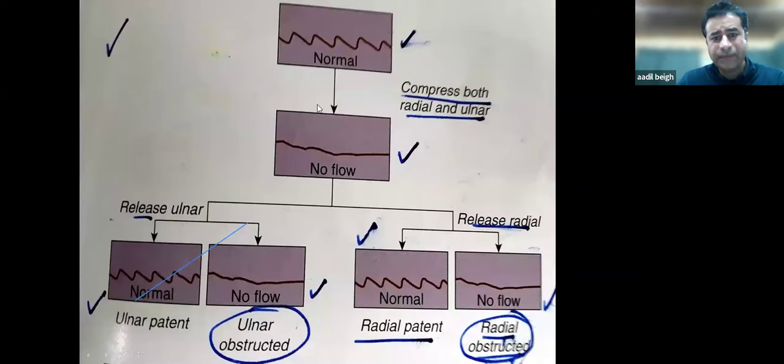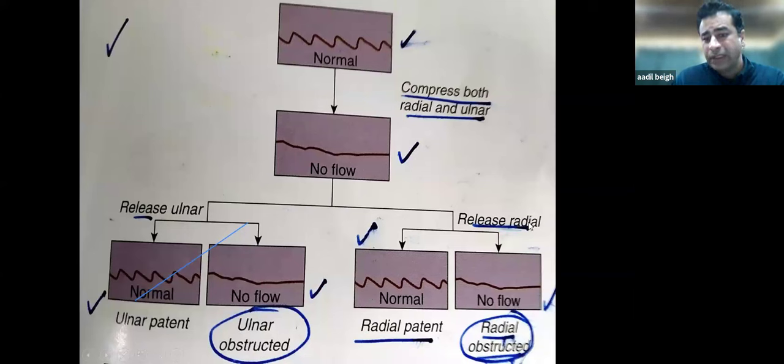So it is further modified with the pulse oximeter. When you have put the pulse oximeter, you can see there's a normal wave flow. When you put the compression on the radial and the ulnar artery, there's no flow. So you release the pressure on the ulnar artery, there will be the normal flow. So that means the ulnar artery is patent. When there's no flow, then that means something with the ulnar artery, it's partially or totally occluded.